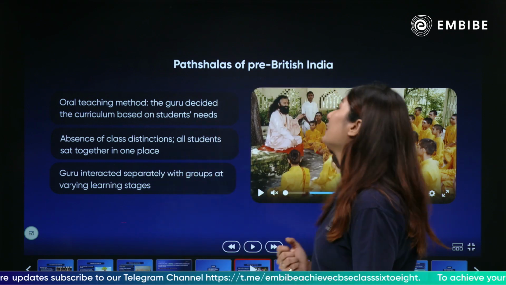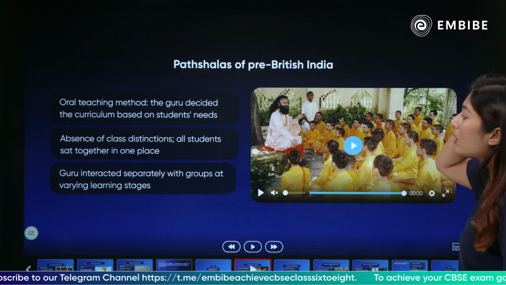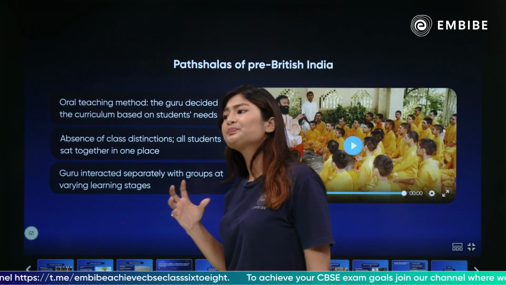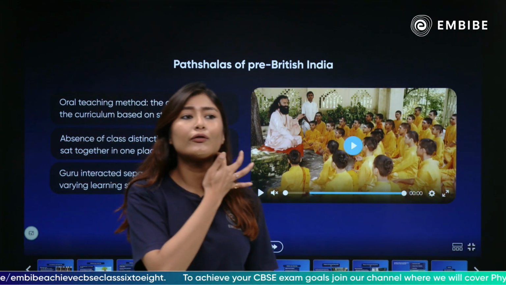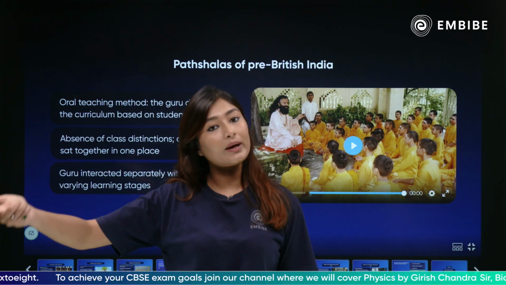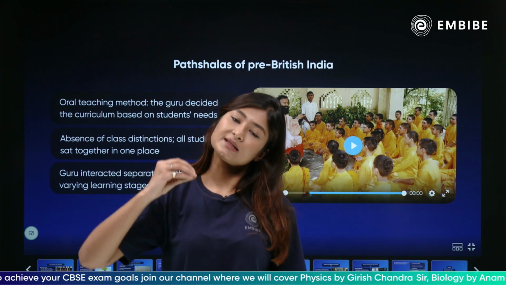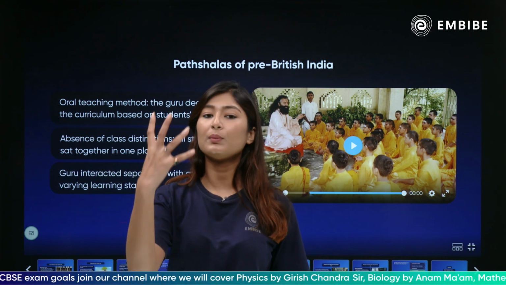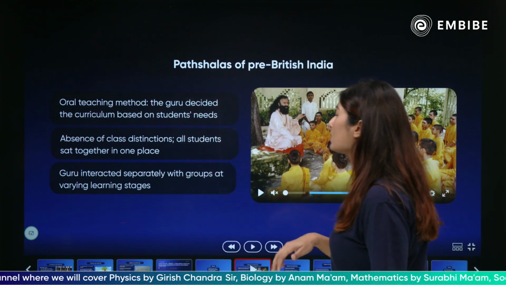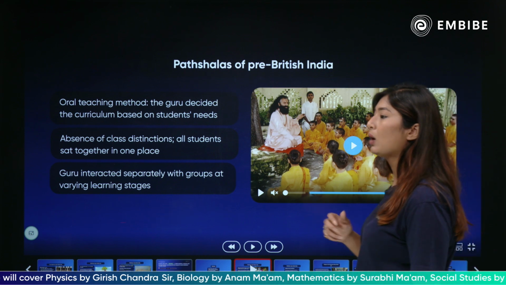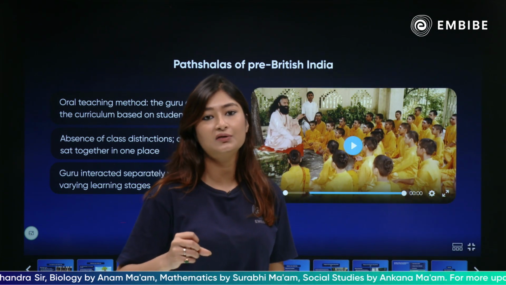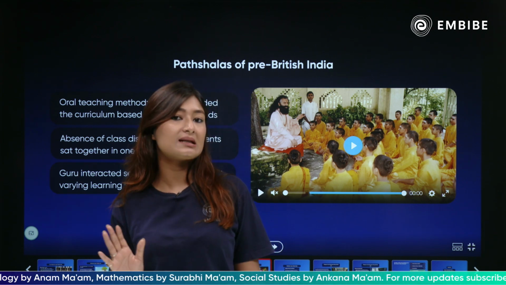So that is the method that was used a lot of times, which was of course based on a certain curriculum, which means there was a certain defined set of topics, subjects that were decided that the students were going to learn. और उसके हिसाब से जो भी चीज़ें होती थी वो सारे गुरु, सारे टीचर्स अपने बच्चों को ओरली पढ़ाया करते थे. Absence of class distinctions, all students sat together in one place. So how we have 2nd grade, 5th grade, 10th grade, 12th grade these days, you guys in 8th grade. ऐसी distinction of classes नहीं थी.